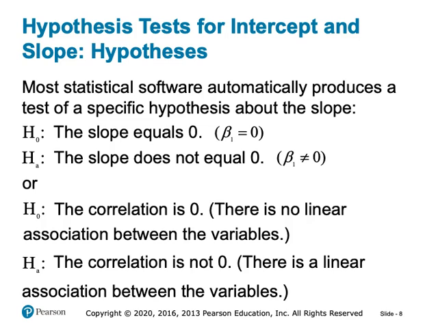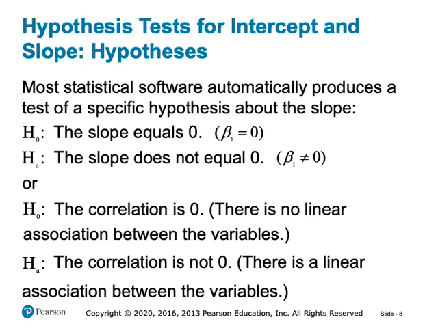When conducting hypothesis tests for the slope in regression analysis, it's important to clearly define the hypotheses we are testing. Typically, statistical software automates this process, generating the hypotheses and performing the test for us. Let's take a closer look at the common hypotheses involved in testing the significance of the slope. 1. The slope equals 0. Mathematically, this is expressed as H0: beta 1 equals 0. The null hypothesis posits that there is no relationship between the independent variable x and the dependent variable y.